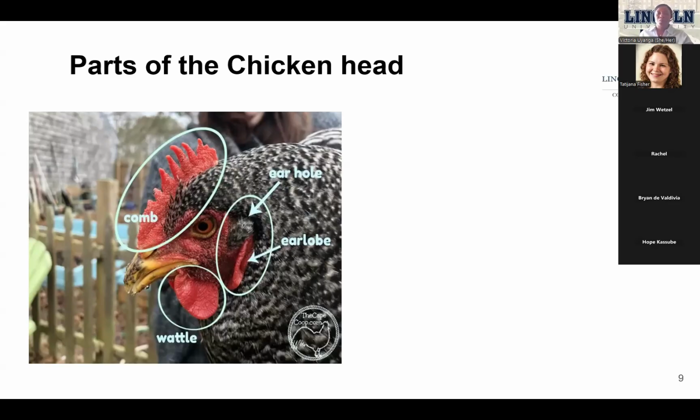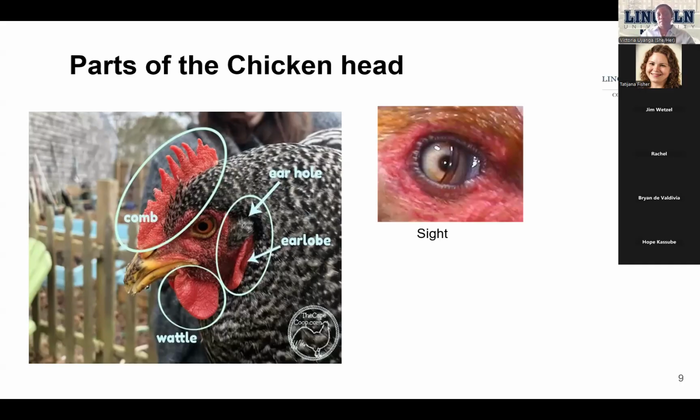So the way this works, we have the head containing these sensory organs, and these sensory organs play an important role in the day-to-day functioning of the animal. It works along with the nervous system. It integrates external stimuli, detects the stimuli from the bird's environment, and allows the bird to respond to this. So the first sensory organ we're looking at there is the eyes, the sight. For the birds or poultry, we have the upper eyelid, we have the lower eyelid.